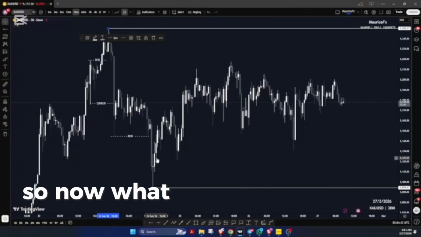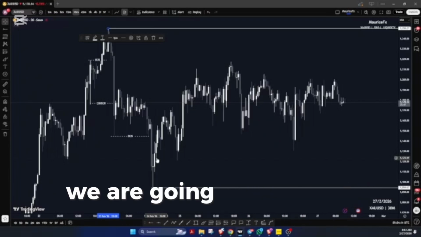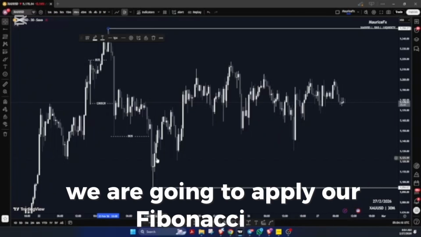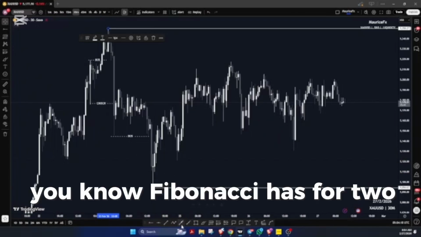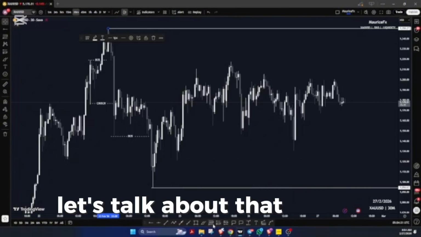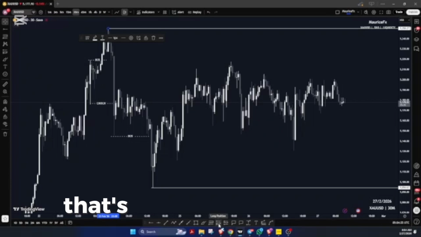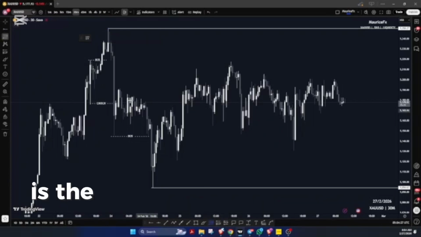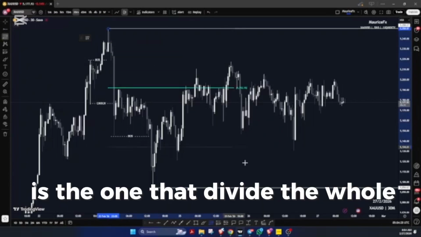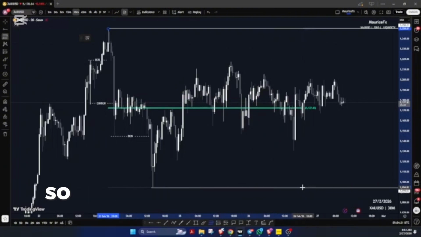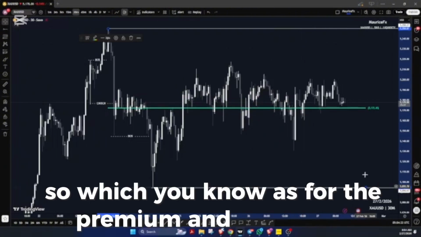So now what is the next tool that we are going to use? We are going to apply our Fibonacci tool. You know, Fibonacci has two major parts. That's the 50% equilibrium, the one that divides the whole market into two equal parts, which we know as the premium and the discount.